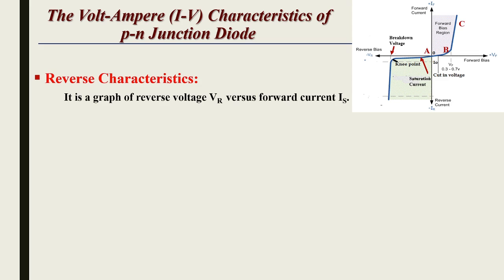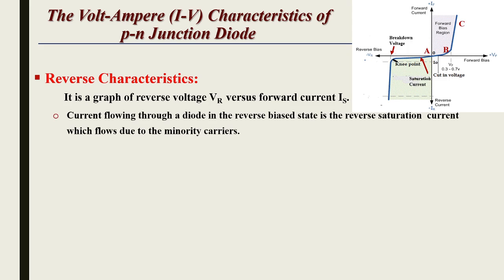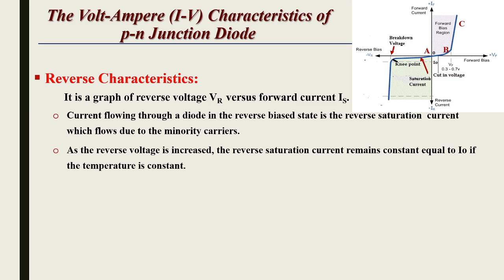Now the reverse characteristics. It is a graph of reverse voltage VR versus the reverse current IR or saturation current IS. So this is the third quadrant where the reverse characteristics of the diode are given. The current flowing through a diode in the reverse biased state is the reverse saturation current, which flows due to the minority charge carriers. As the reverse voltage is increased, the reverse saturation current remains constant, equal to IO, if the temperature is constant. So we can say that this is the leakage current, or saturation current. It is very small, in the range of a microampere.